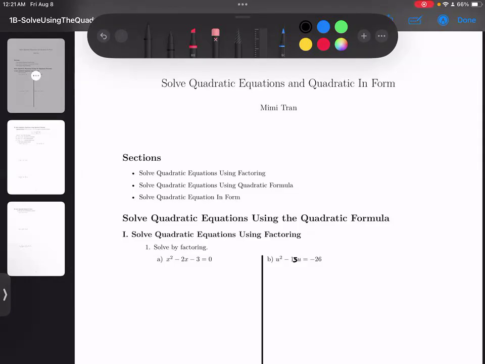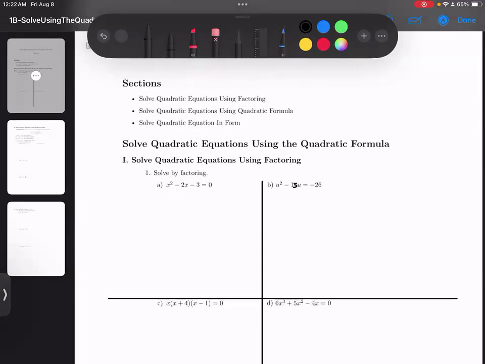Now, if they're not factorable, then we're going to use something called the quadratic formula. You're probably familiar with this. Students love the quadratic formula, right? Because it always works. You don't have to know other things. And the last section is going to be solving equations in quadratic form. Quadratic form means it's not quite quadratic, but it has a pattern of a quadratic. Right? All right, let's jump into the first method.